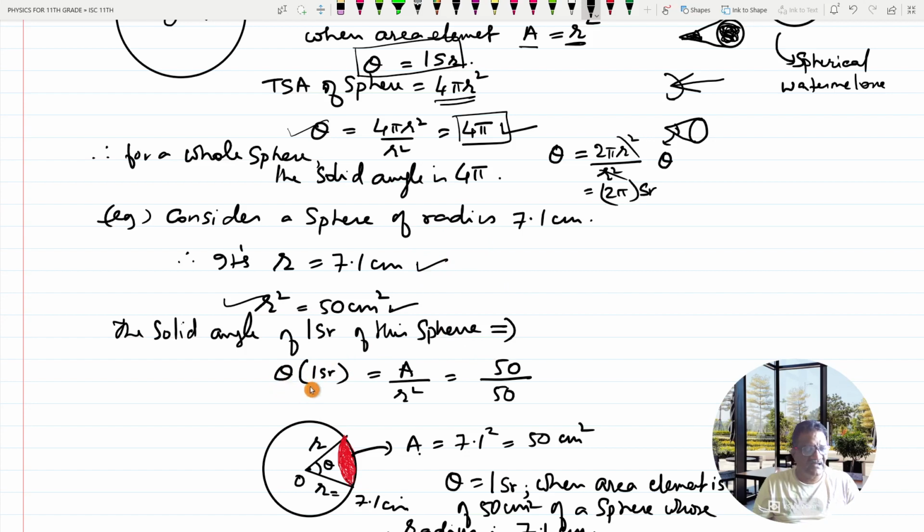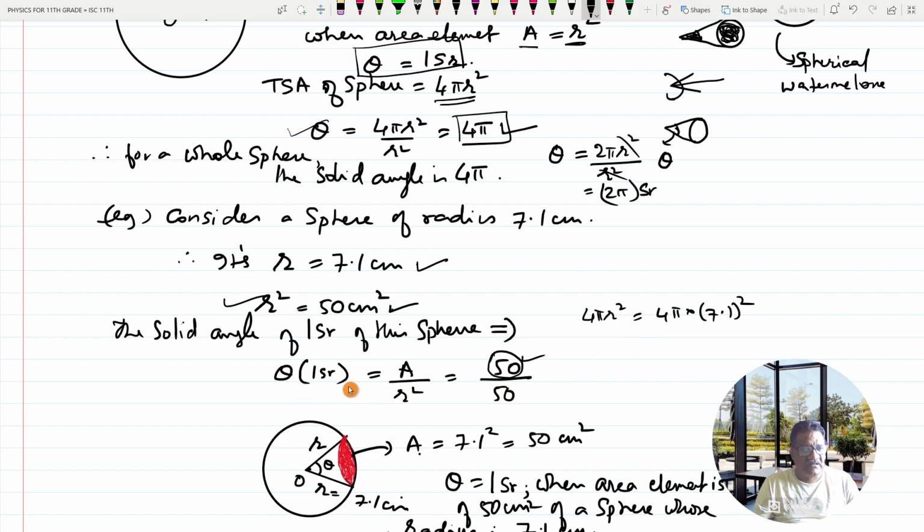So theta, in bracket 1 steradian, will be equal to A upon r square. A will be how much? A will be equal to 50. Now how did you get this A? This A you got as 4 pi r square, that is equal to 4 into pi into 7.1 square, isn't it? So when you do this 4 pi r square, you will get the surface area. So that will be equal to 50.